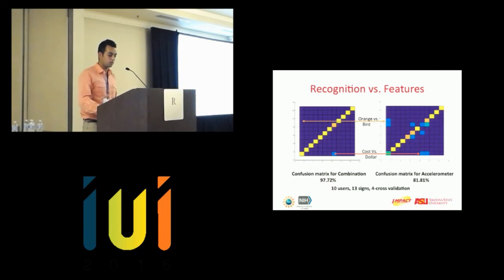So this test was done on 10 users, and the result that you see is for 13 signs, mostly for space reasons. So in this confusion matrix, you can see that when we use just one modality, which is accelerometer, there are a lot of false positives. But if you use all modalities, then they kind of clear away. And you can see that it is correctly identified for these two signs, which are very similar. One sign is orange and the other one is bird.